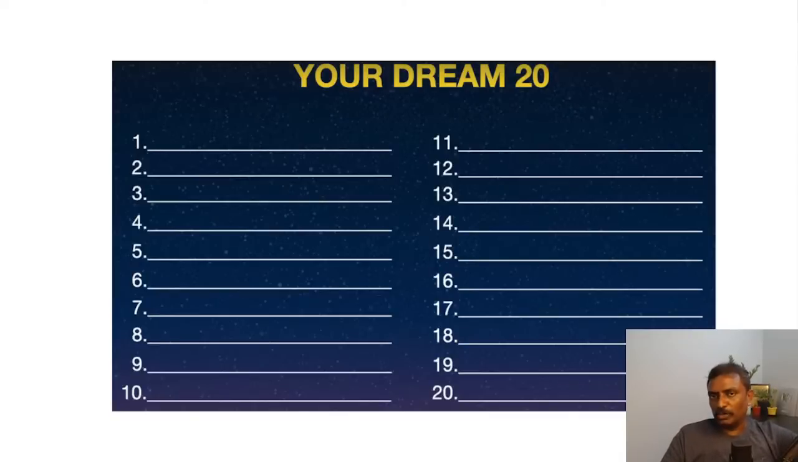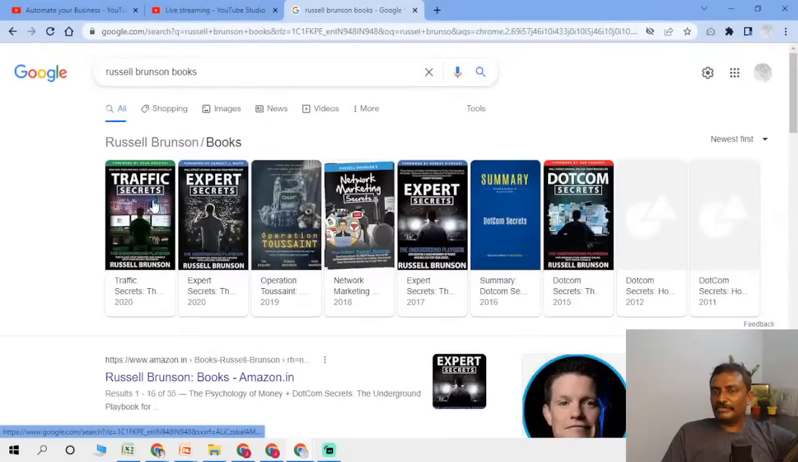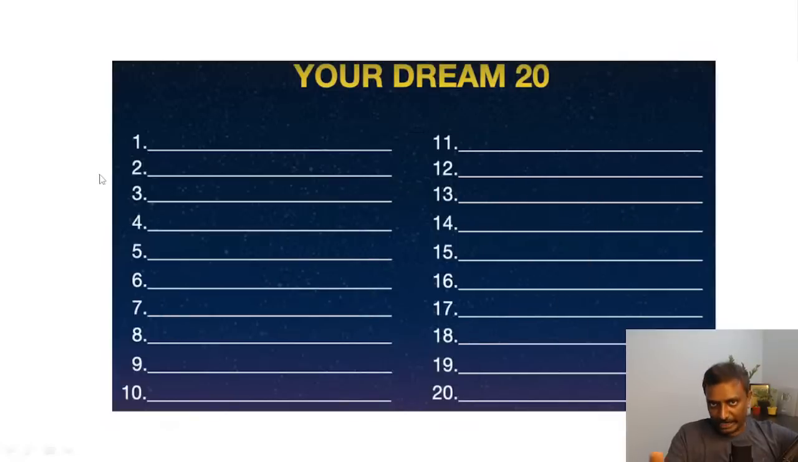I recommend you go through all four books. All these four books are very worthwhile. They will cost you around 4,000 rupees, but it is very mandatory. If you are in digital marketing, you must have gone through these books. You should go through the book called Expert Secrets. You can search on Google for Russell Brunson books. Let me show you. So these are the books: Traffic Secrets, Expert Secrets, .com Secrets, Network Marketing Secrets. You can get them from Amazon. I don't want to give an affiliate link here. If you are into digital marketing, you have to read these books.